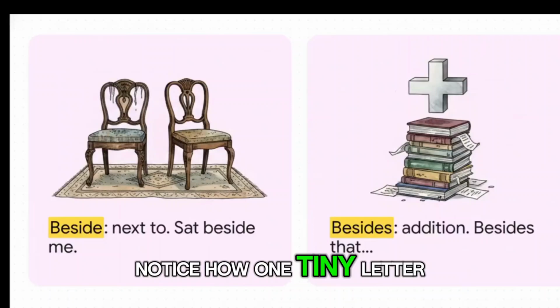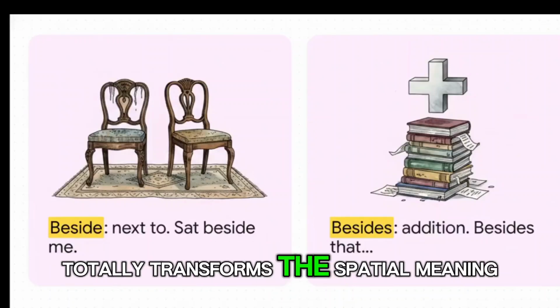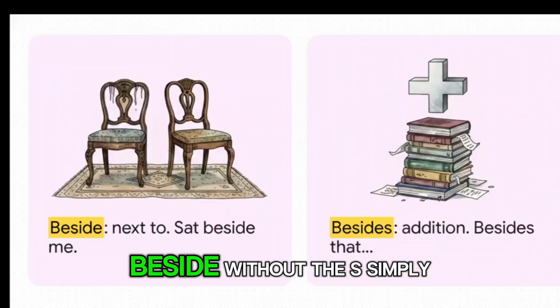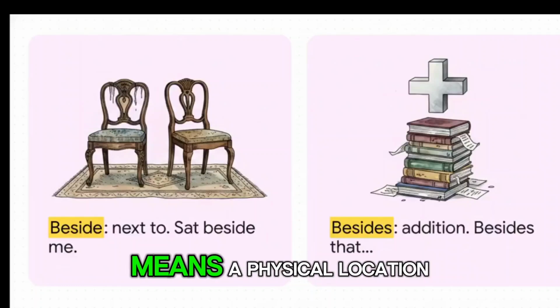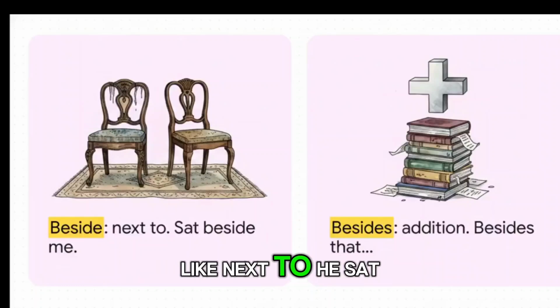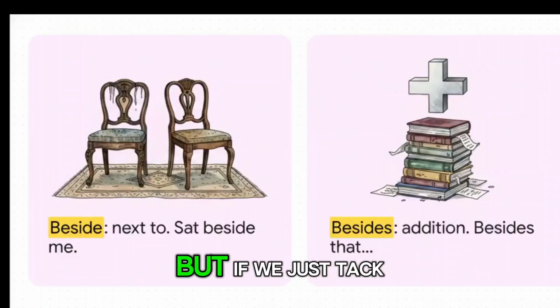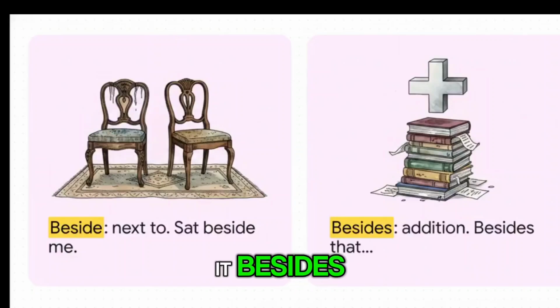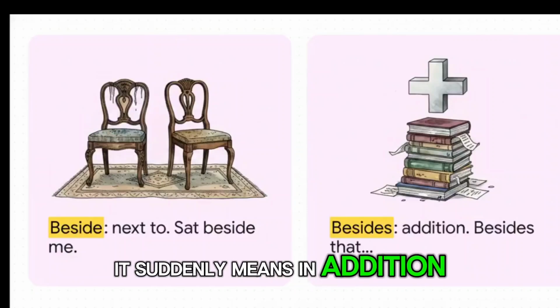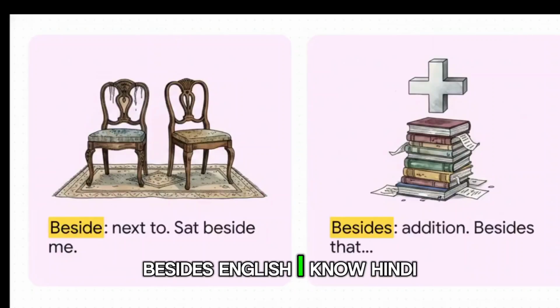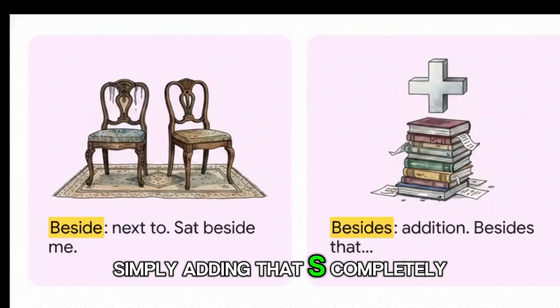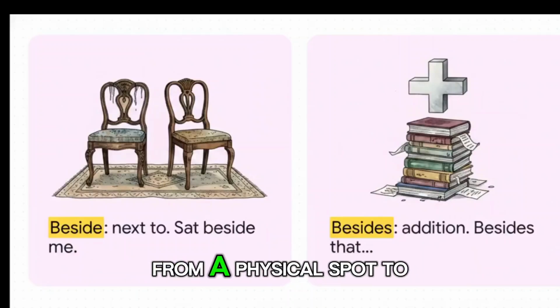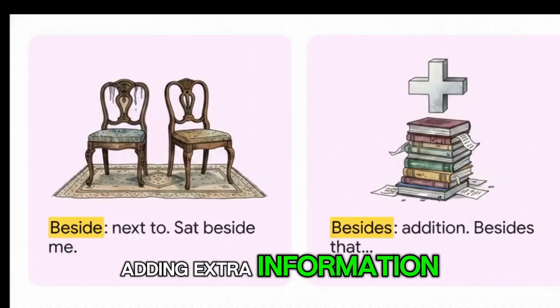Notice how one tiny letter totally transforms the spatial meaning here. Beside, without the S, simply means a physical location, like next to. He sat beside me. But if we just tack on an S to make it besides, it suddenly means in addition. Besides English, I know Hindi. Simply adding that S completely shifts the whole shebang from a physical spot to adding extra information.